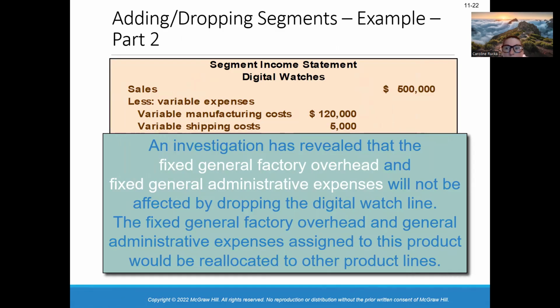Once we drill down into their accounting, we discover that the fixed general factory overhead and the fixed general administrative expenses wouldn't be affected by dropping the digital watch line. Those two expenses are assigned to this product, but they'd just be reallocated elsewhere. Remember our allocation basis where we're spreading out our overhead over all the segments. If we drop a segment, we just have to reallocate all that overhead. It doesn't go away. We're using it to cover all the segments. It's a common cost.